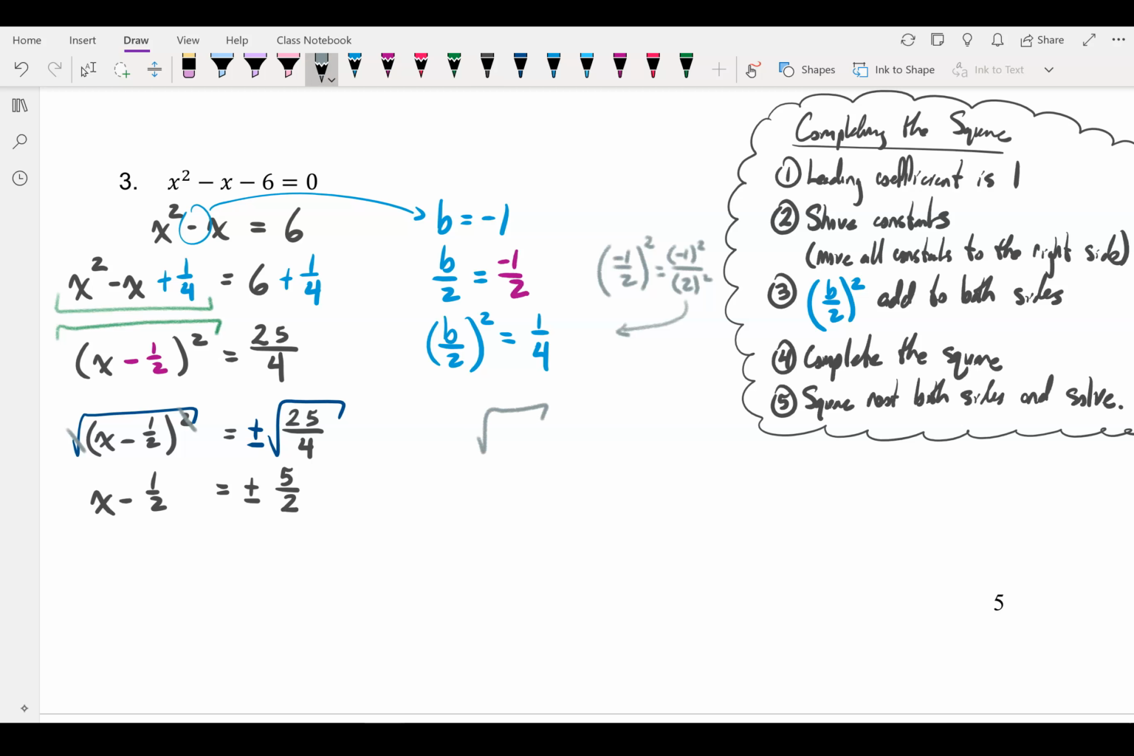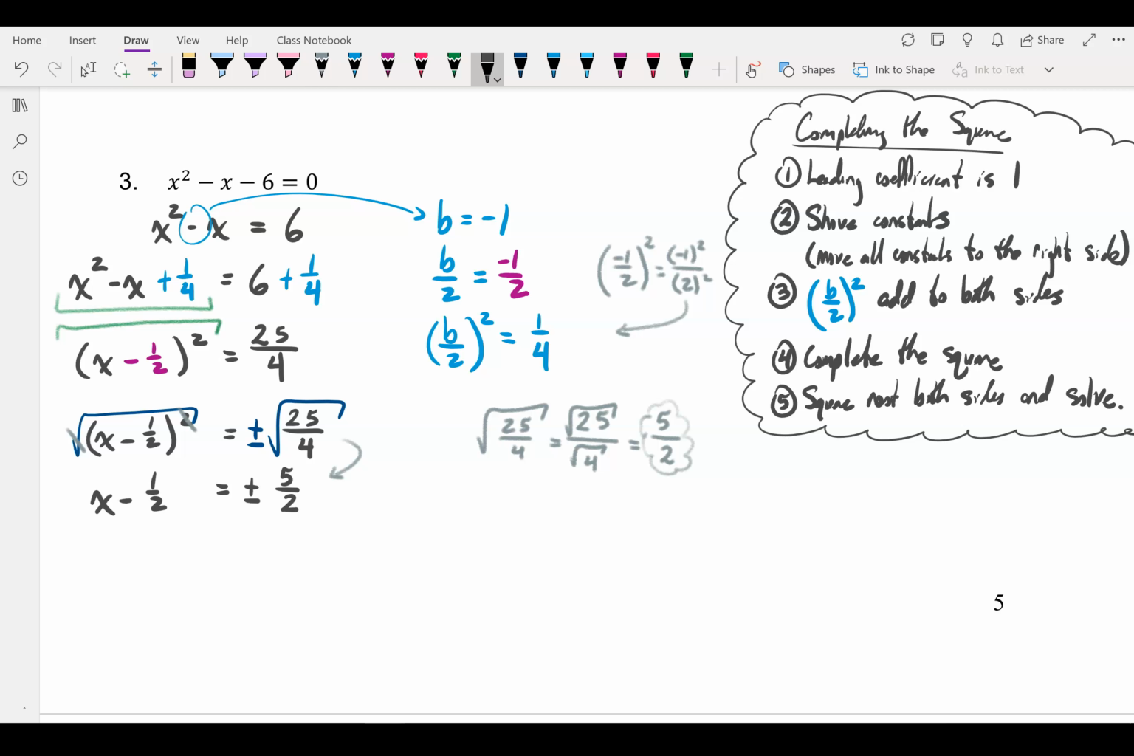If you don't want to use a calculator, how do you get that? Well, the square root of 25/4 is the exact same thing as the square root of 25 divided by the square root of 4. The square root of 25 is 5, because 5 times 5 is 25. The square root of 4 is 2, because 2 times 2 is 4. So that's where this comes from. All right.